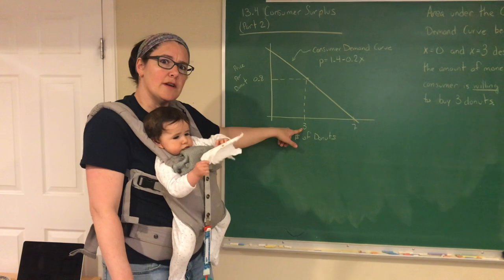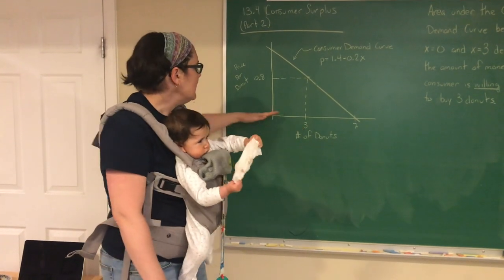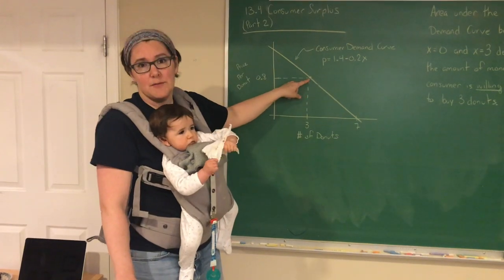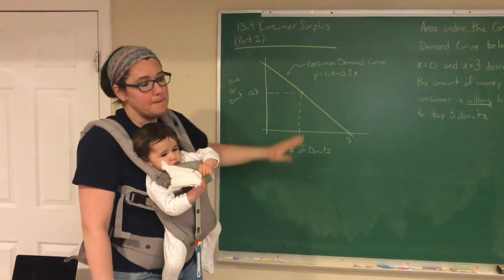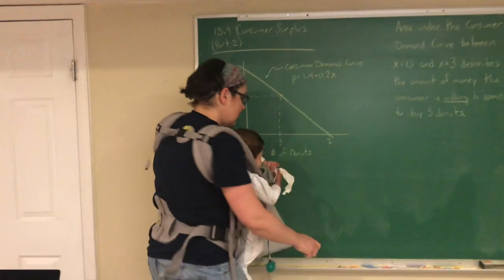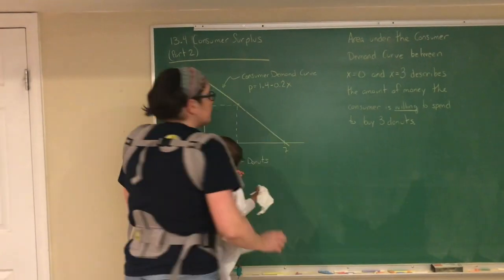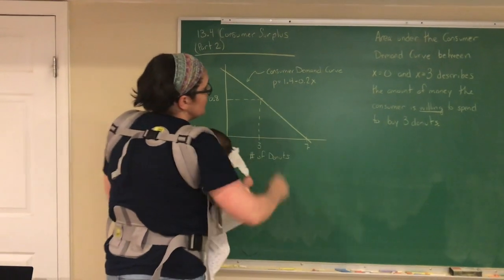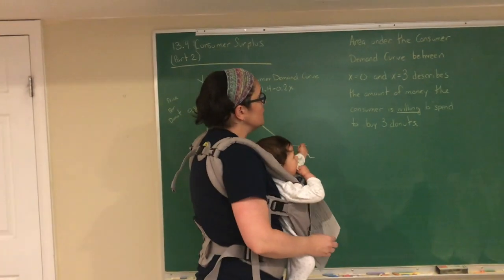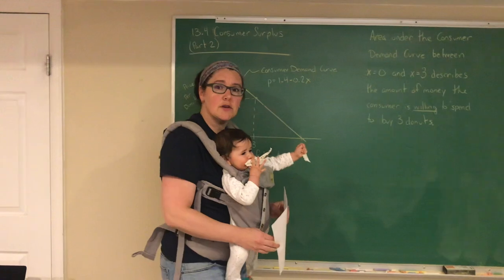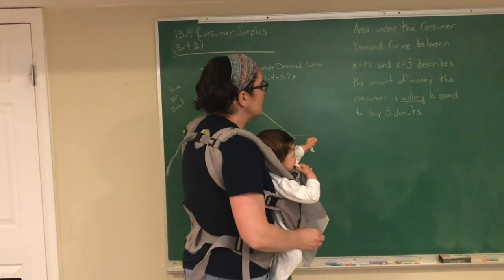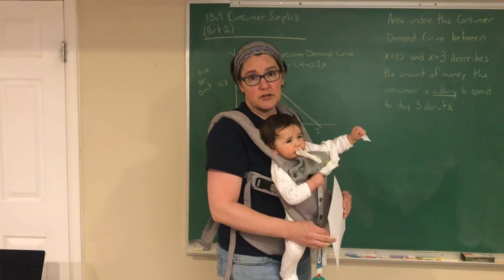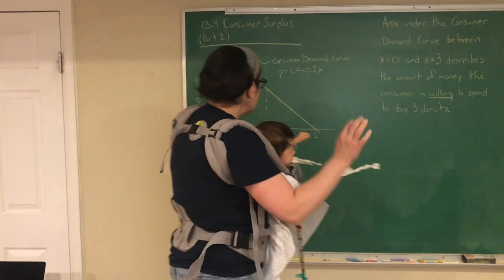What I do not have drawn up here, and we don't need it for this part, is that supply curve, which also goes through this point (3, 0.8). Okay, so again, we are focusing on the consumer's perspective for this part of our video. Now, what I have written down over here is that the area under the consumer demand curve between x equals 0 and x equals 3 describes the amount of money the consumer is willing to spend to purchase 3 donuts. So let's shade that region.